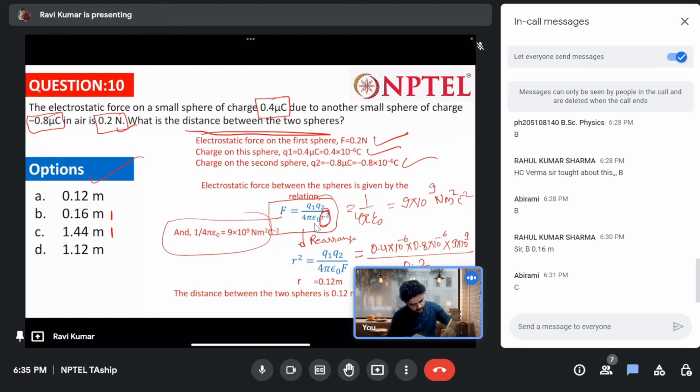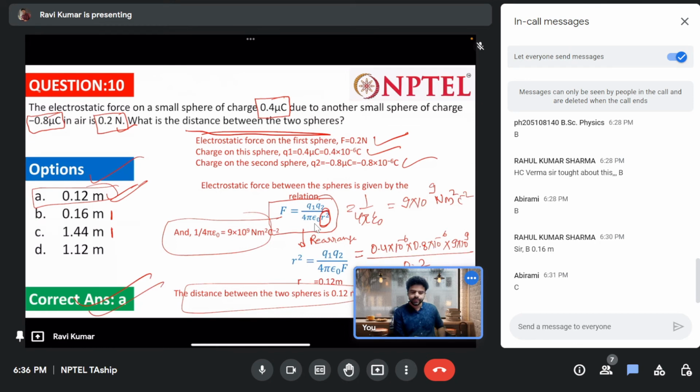You will get R square equals 0.0144, and R will be the square root of 0.0144, which will be equal to 0.12 meter. I hope this is fine. So R will be 0.12 meter. So the answer for this question will be A. Any confusion here?